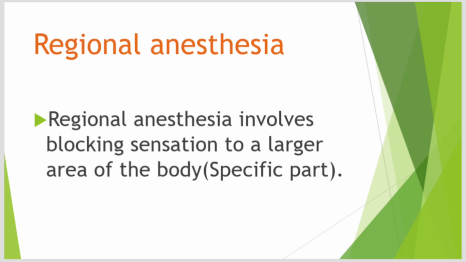Second, regional anesthesia. Regional anesthesia is used to numb a specific part of the body or region. For example, if you are going to perform a knee surgery, then we'll block the leg area only. So, to block a specific region, we'll be using regional anesthesia.